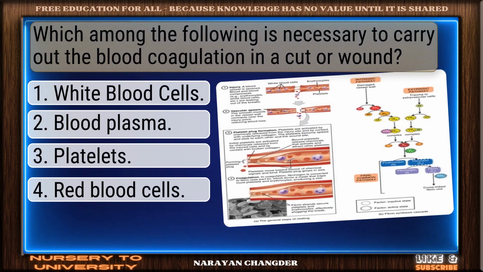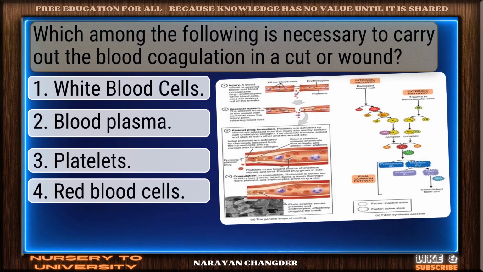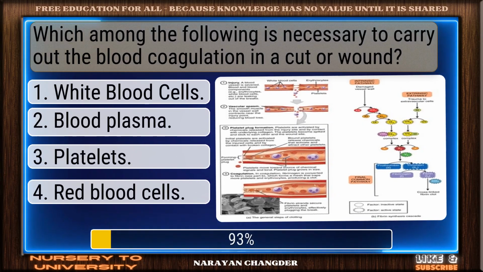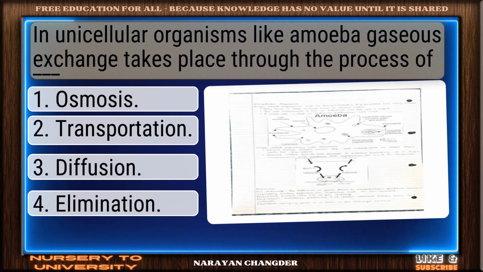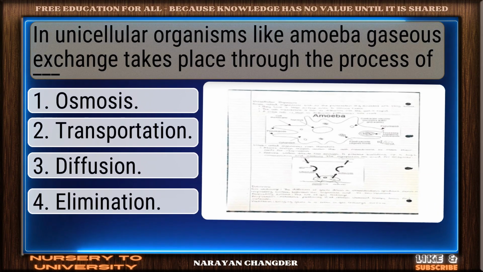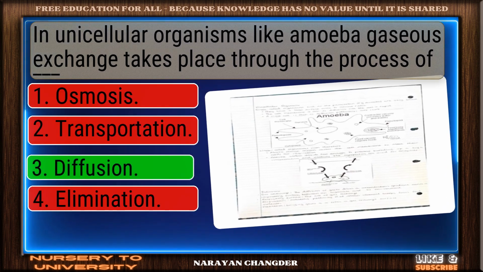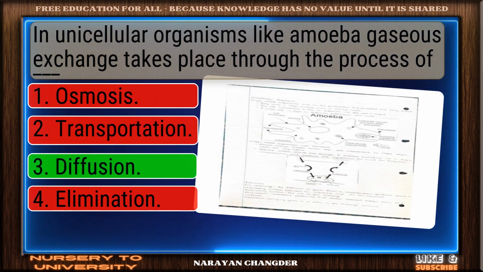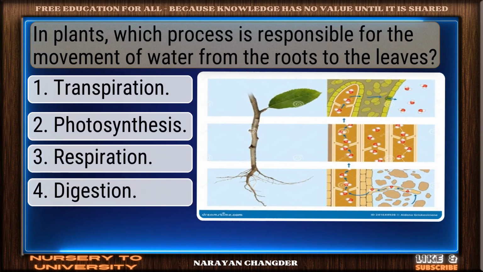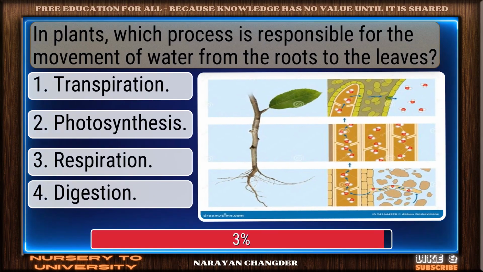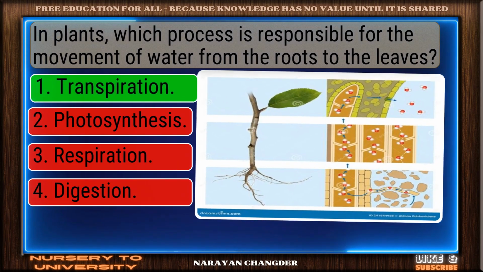Which among the following is necessary to carry out the blood coagulation in a cut or wound? Right choice. Platelets is best. In unicellular organisms like amoeba, gaseous exchange takes place through the process of dash. Clear logic. Diffusion is sound. In plants, which process is responsible for the movement of water from the roots to the leaves? Nice work. Transpiration fits perfectly.